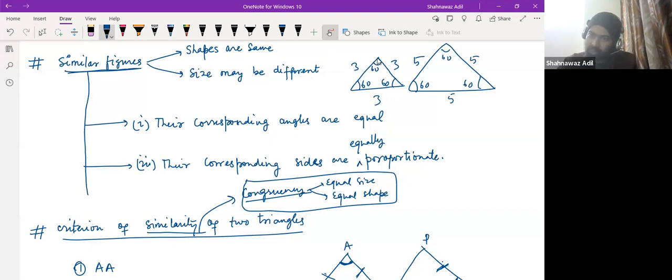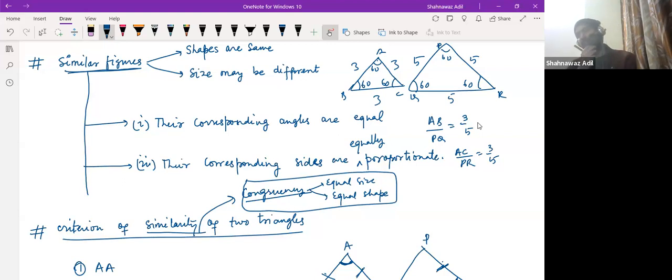Let's say this is 3, 3, 3, and this is 5, 5, 5. So with triangles ABC and PQR, AB by PQ, how much would that be? 3 by 5. And that would be equal to AC by PR, which is also 3 by 5. So that is why every equilateral triangle is a similar one. Those figures are similar figures.